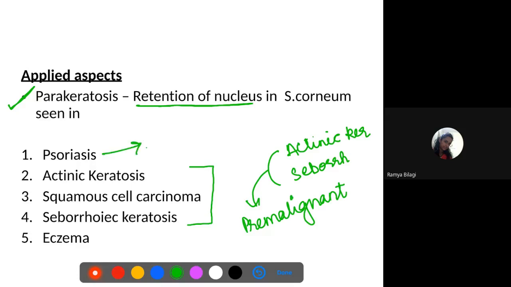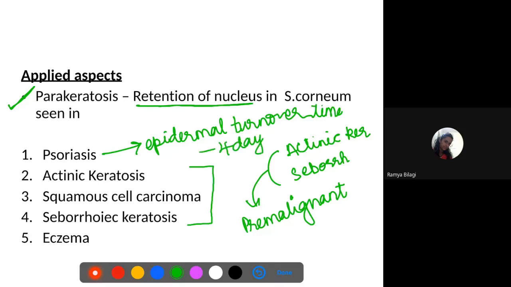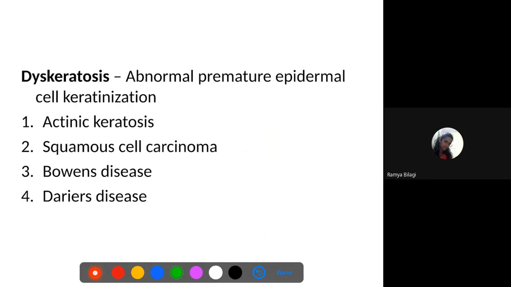And in psoriasis, I've already told you the epidermal turnover time is only 4 days. It is so fast that the nucleus is retained, and other conditions you will have to remember. So what is dyskeratosis? There was a process of keratinization going all through the layers of the cells. What happens if the keratinization process is abnormal and premature? Then we call the condition dyskeratosis.